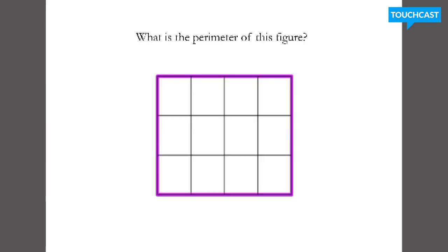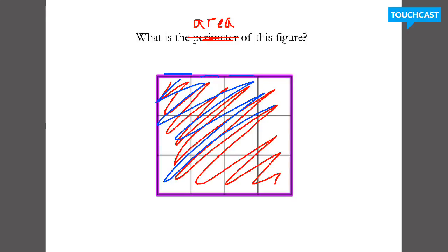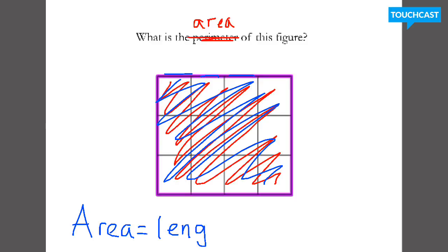Instead, our next question, instead of calculating the perimeter of this figure, I want you to calculate the area of this figure. Remember that area is the amount of space that a two-dimensional shape takes up. So go ahead and calculate the area. Alright, we are back. So instead of calculating all the distance around a shape, we are calculating how much space is inside. We know that area equals length times width.